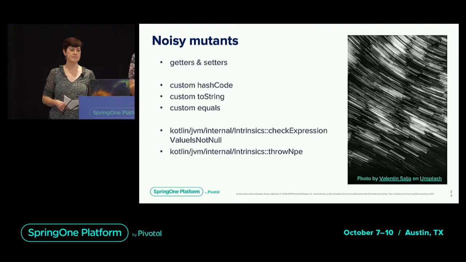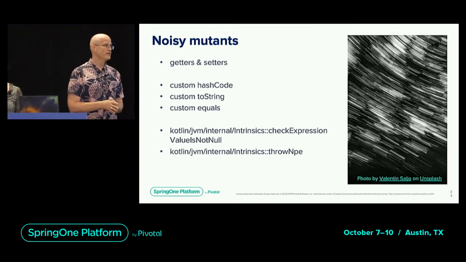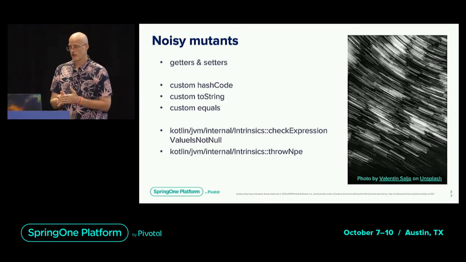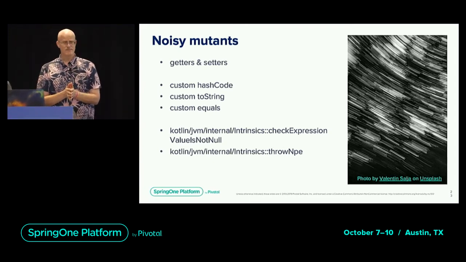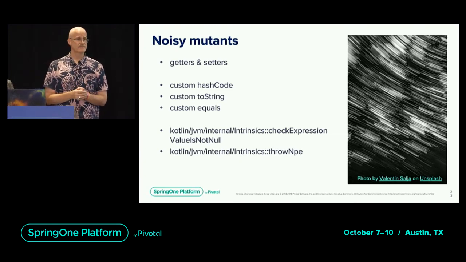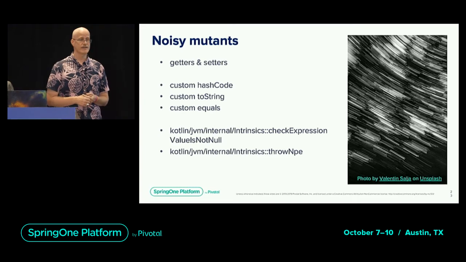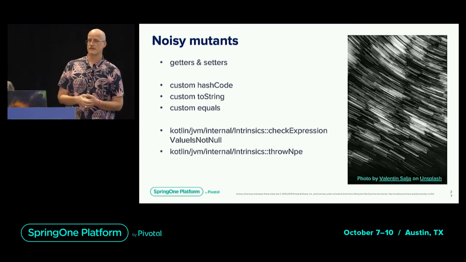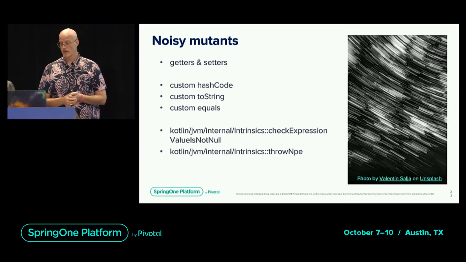So first, noisy mutants. Getters and setters. Maybe you have a custom hash code, toString, or equals method. These are things you may not test. I don't know about you, but I usually don't test my getters and setters. I don't test my equals unless there's a very specific reason for doing that. Builder methods often fall here as well. And then we got a fair amount of stuff.